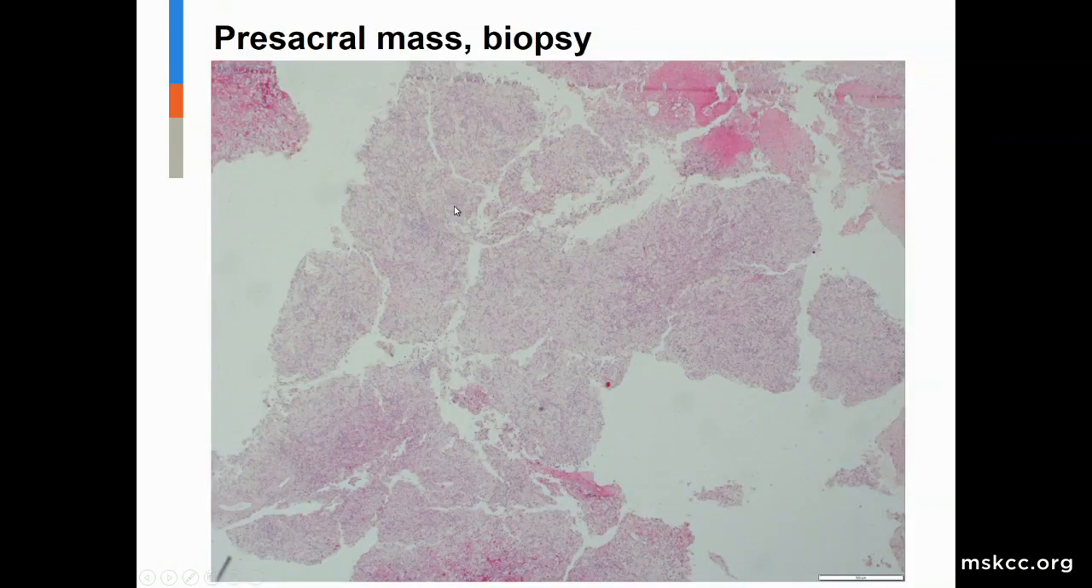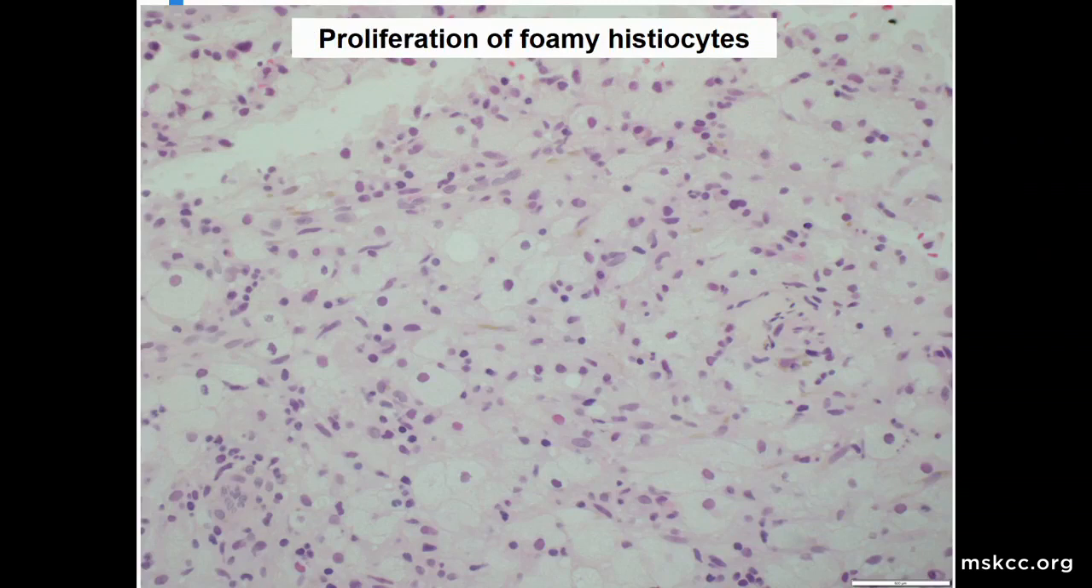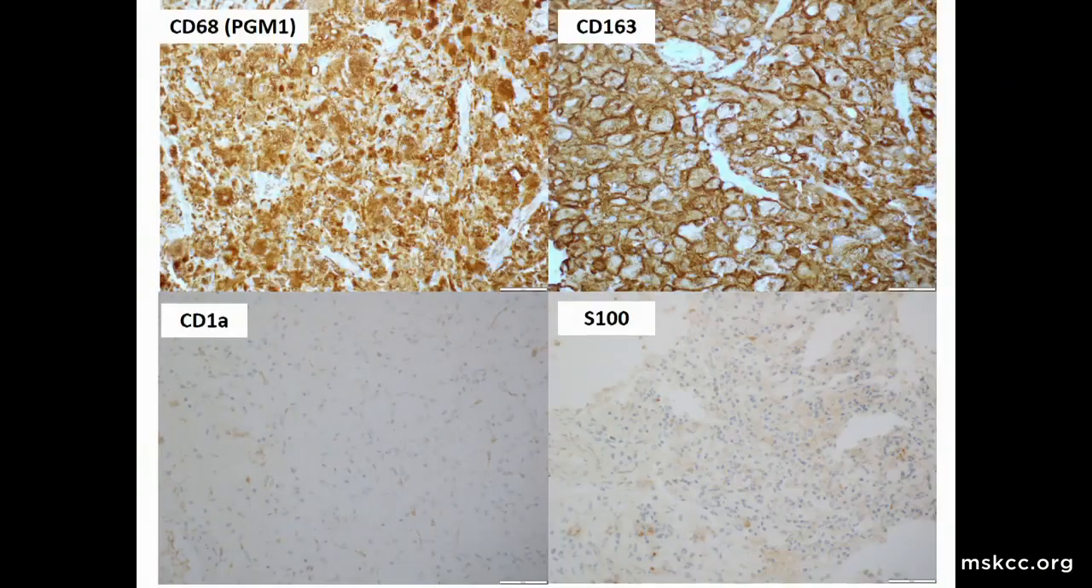And this is the low power picture of the biopsy. So biopsy showed soft tissue diffusely involved by histiocytes, and with higher magnification, these histiocytes have very round, plump nuclei with very foamy cytoplasm. So we saw proliferation of foamy histiocytes. And these histiocytes were highlighted by CD68, CD163. These are histiocytic markers. And these histiocytes do not express CD1A and S100.